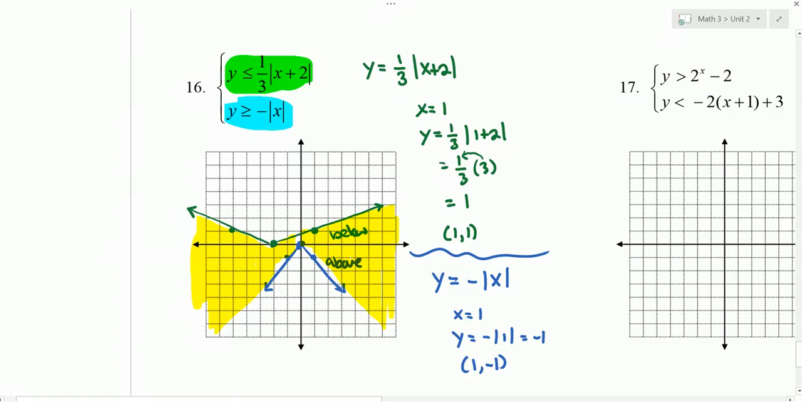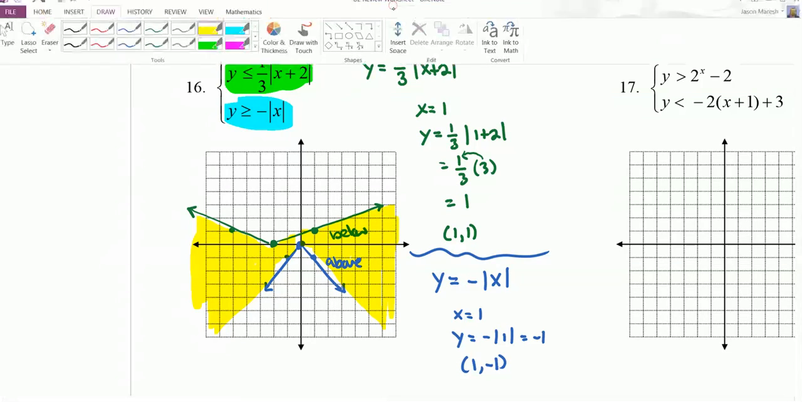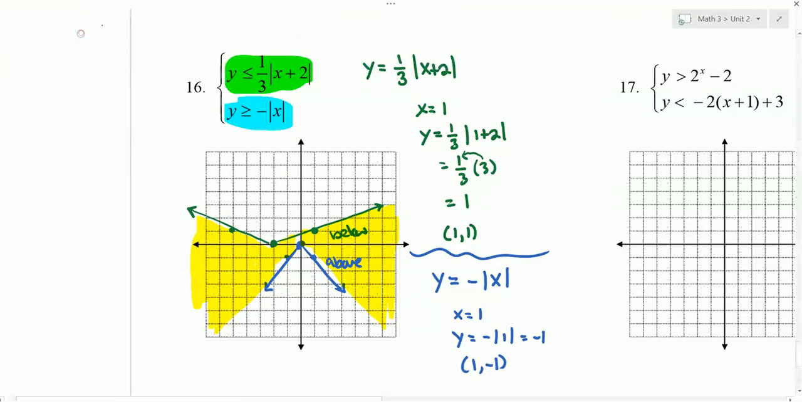So anything on these graphs or in the shaded region will count as a solution. I'm going to pick something I know for sure. 0, 0 works because it's actually on a solid graph. But I'll pick something in the shaded region. That's safe right there. So negative 1, 2, 3, 4, down 1, so negative 4, negative 1.